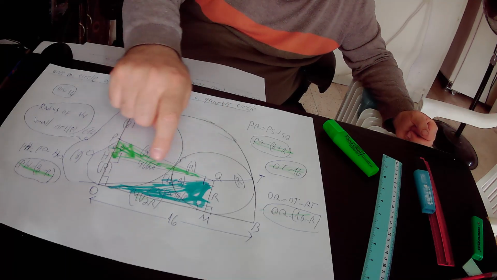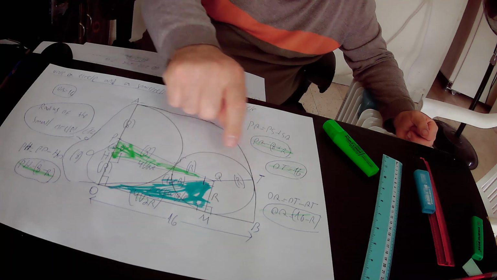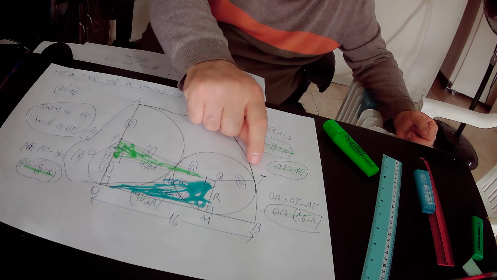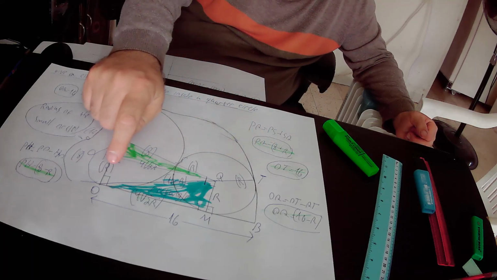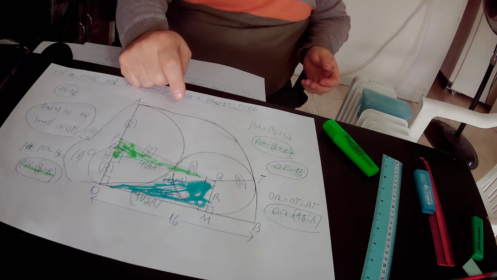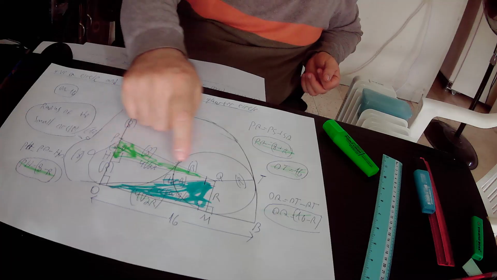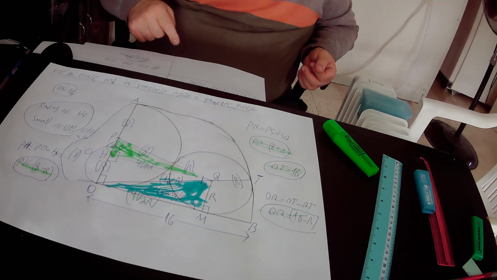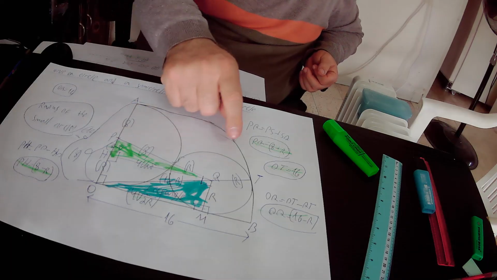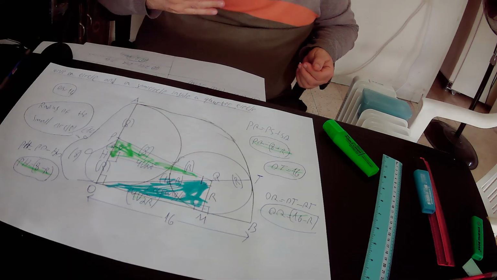So the straight line OQ must pass through point T, which is their touching point. In other words, OQT is one straight line. If OQT is one straight line, it means that OT is also a straight line. But what is the definition of the straight line OT?